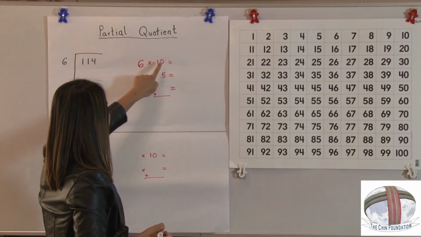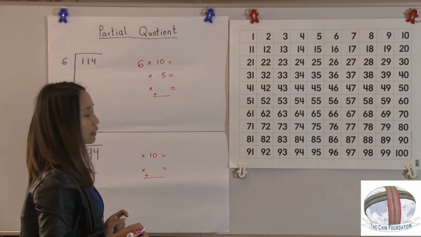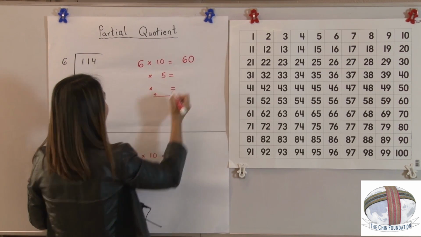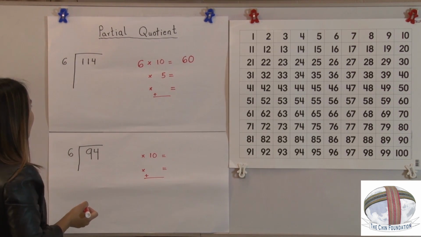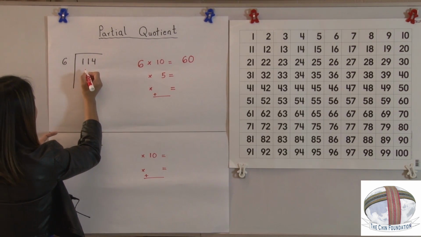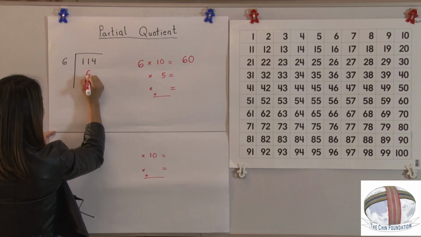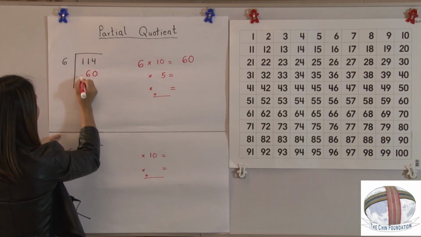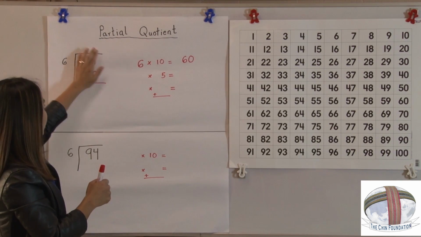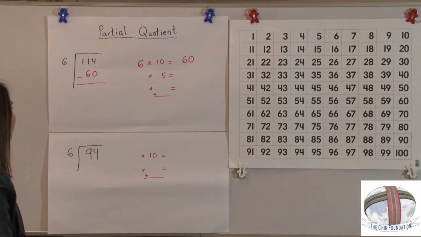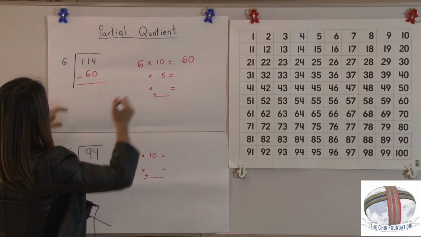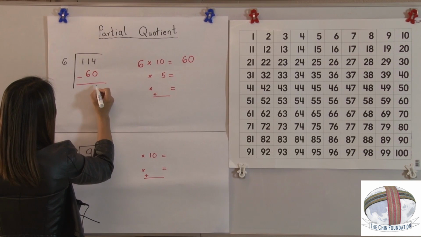Okay. 6 times 10 is what? 60. Okay, 6 times 10 is 60. So we need to put 60 here. We need to minus. Don't worry about the quotient, we will write it later because we have to add up all that we multiply with. 4 minus 0 is 4.